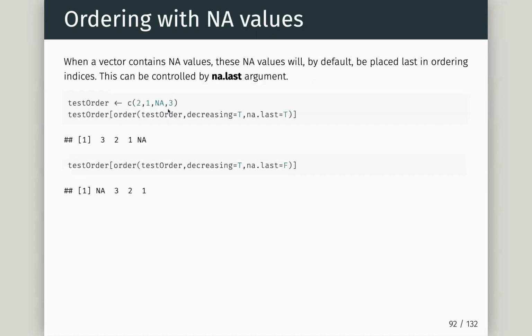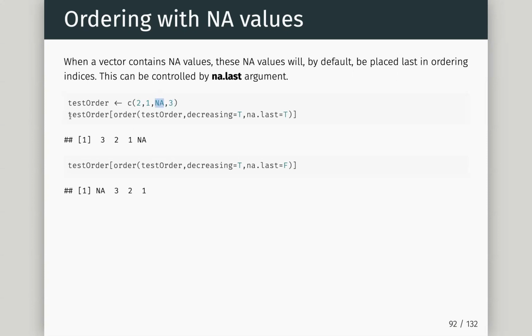A vector might contain NAs, especially if we're doing divisions and it's just not possible to do the calculation on the values we have, maybe something divided by 0. When a vector contains NA values, these NA values will by default be placed last in the ordering. So here, if I do 2, 1, and then an NA value, 3, the NA being not available.